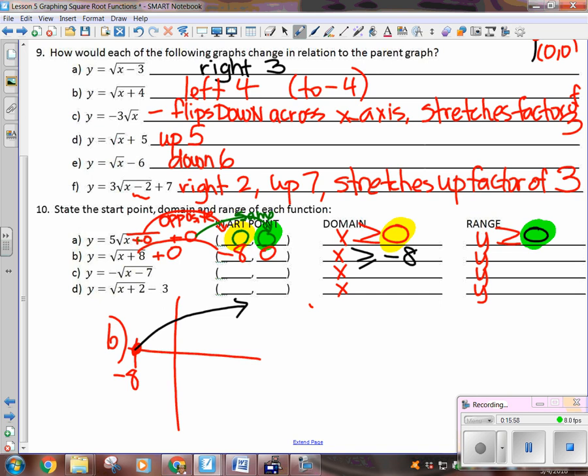Okay, let's talk about the y's. Let's come up the y-axis. 0. Is it greater than 0 or less than 0? Greater than 0. And it's going to have an equals.